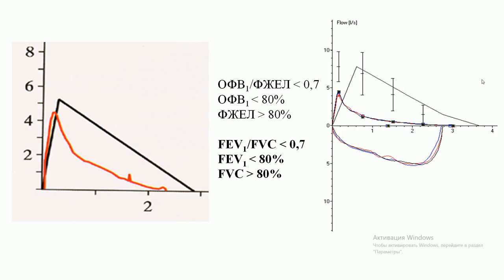In this case, you see 2 spirograms of 2 patients with bronchial obstruction syndrome. This syndrome is characterized by a decrease in the ratio of forced expiratory volume in 1 second to forced vital capacity in combination with a decrease of forced expiratory volume in 1 second. Forced vital capacity of the lungs is normal.